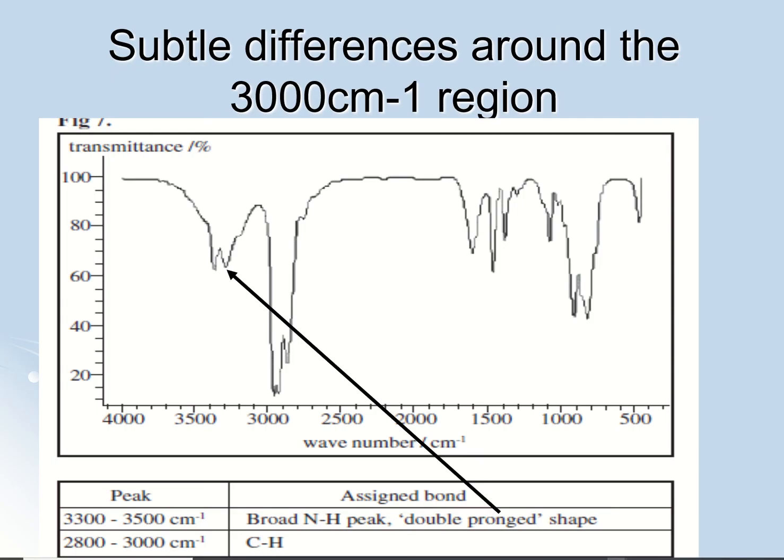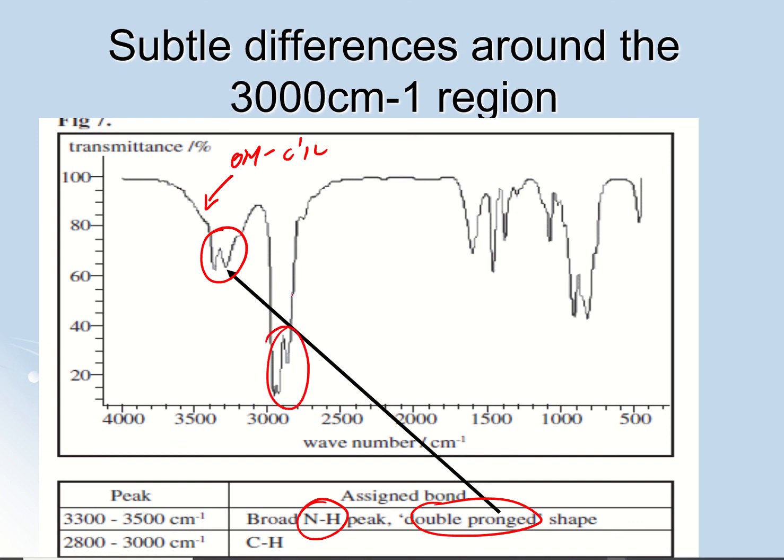Then we have this funny little one here, which sometimes people get a little bit confused at it being an OH for a carboxylic acid. But you see a little double prong on it, and it's actually a double pronged NH. So just be a little cautious of that.